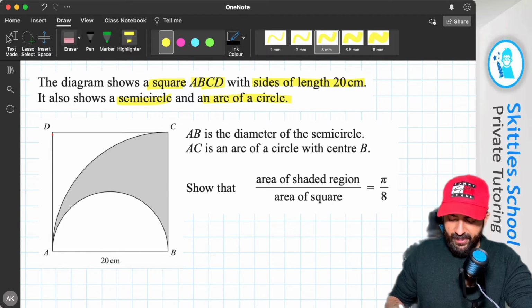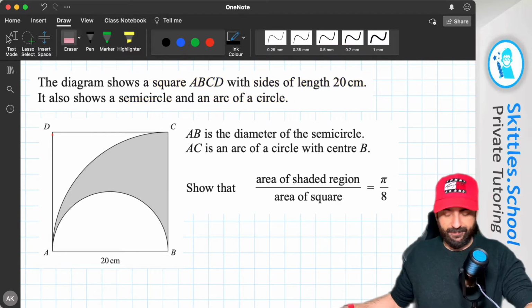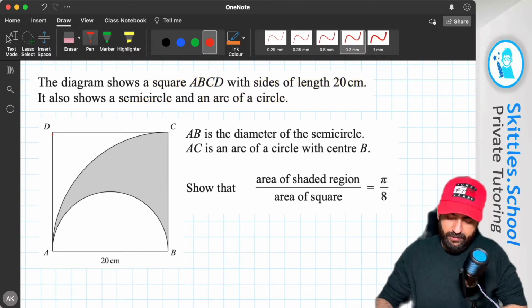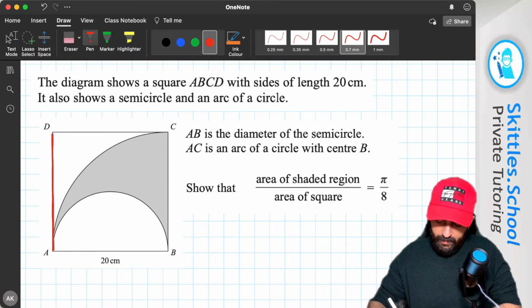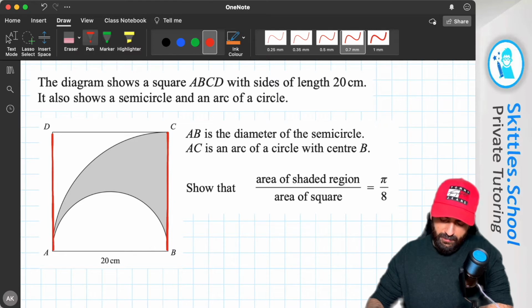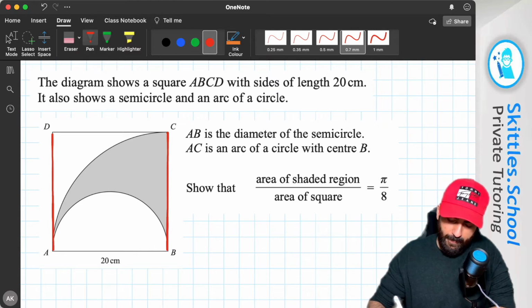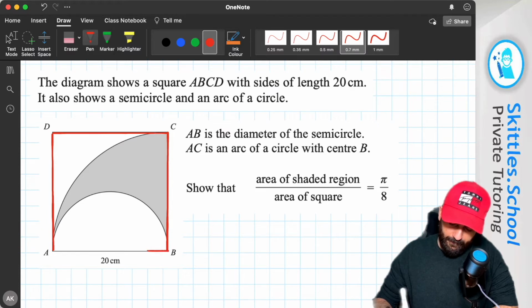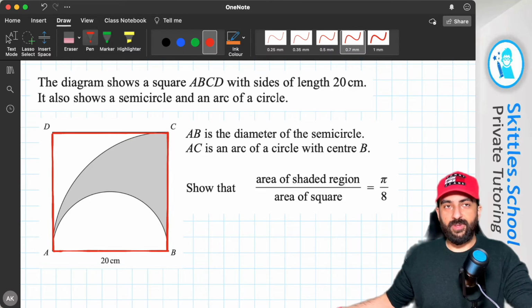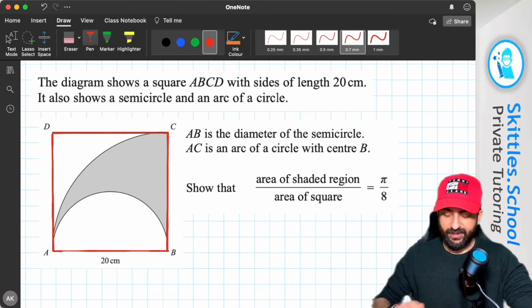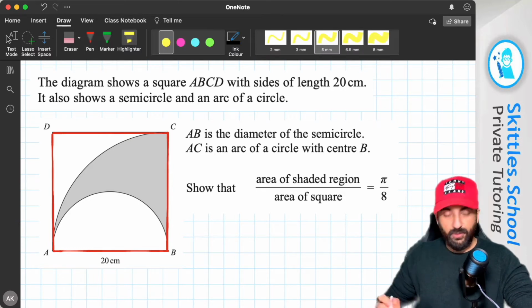So I'm going to start by actually drawing the square. We can highlight our square. So I'm going to draw the square with red. And I'm going to keep this question color-coded so you can follow along easily. So everything I do with the square will be in red. And because it's a square, we know that all the sides are the same. So AB is 20, BC is also 20. Okay, so let's look at the next bit.